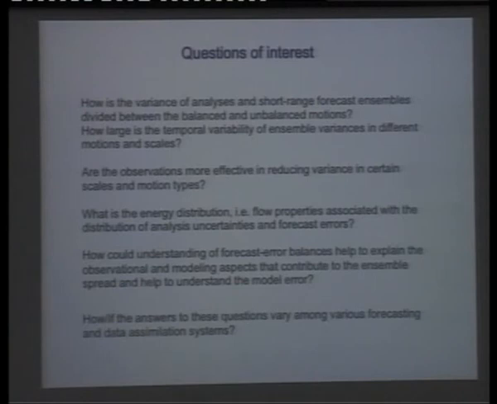I will just run to my next to the last slide. I have tried very quickly to show you some properties which are related to these questions. Intentionally, I didn't want to show them at the beginning of my talk, but now after I provoked you by some of the plots, I hope. So these are the questions. How much of the errors in the short-range forecast globally is related to the quasi-geostrophic and how much to other types of flows? How does this depend on the horizontal and vertical scales? And are the observations more efficient in reducing forecast errors, in reducing ensemble spread, if you like, in the balanced or in the unbalanced motions? And again, how does this depend on the scale?